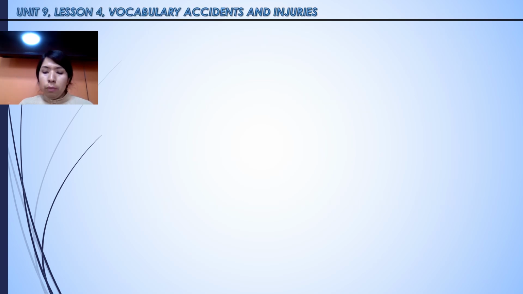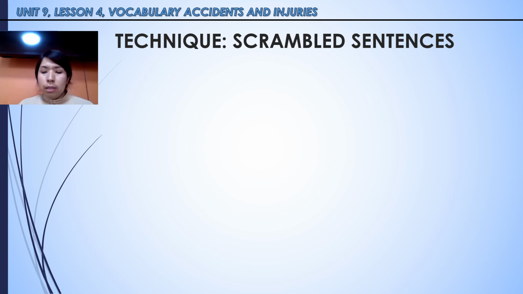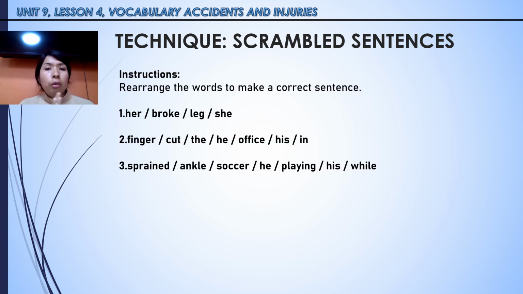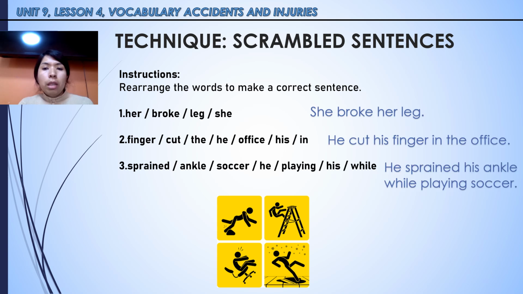Technique number 4, scramble sentences. The process I follow first is to select the focus of testing. In this case, lesson 4, vocabulary: accidents and injuries. The reason I chose scramble sentences is because I want the students to practice vocabulary in context about accidents and injuries, and also because I want students to apply their common sense and create different sentences in the right order. You have here the correct answer.